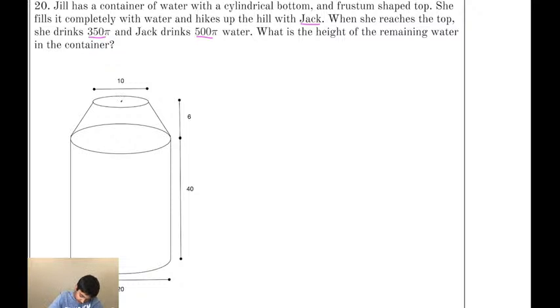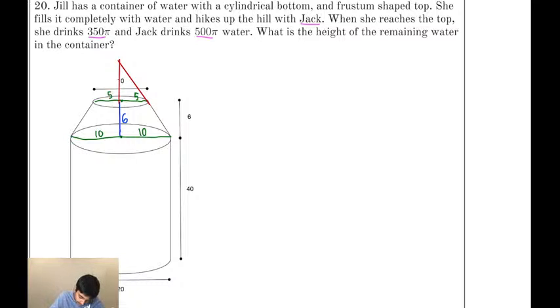So for this problem, the idea is, let's first find the volume of the frustum at the top. So notice that since this length on the bottom is 20, this whole thing is 20, right? Each of them will be 10 here. And if each of them are 10 here, each of these will be 5 here. Okay, so what is the volume of the frustum now? Well, this will be 6, right? So if that's 6, now we can form similar triangles, right? We can form some similar triangles here.